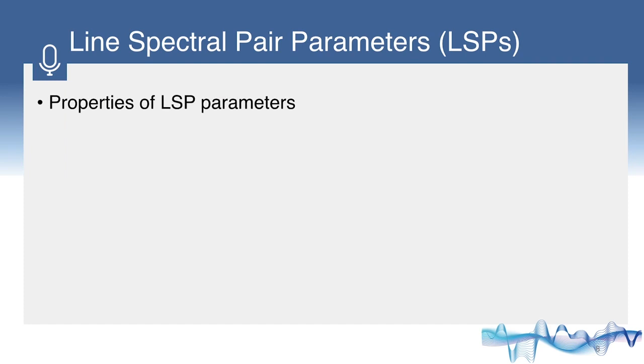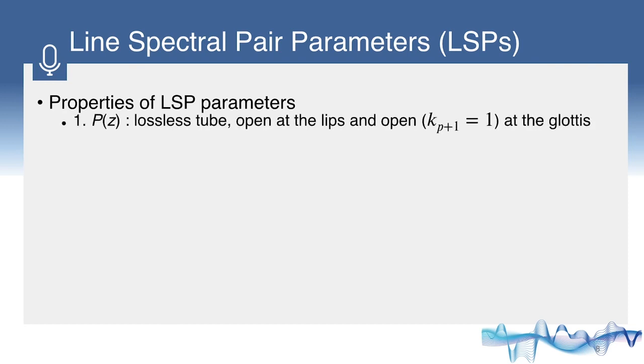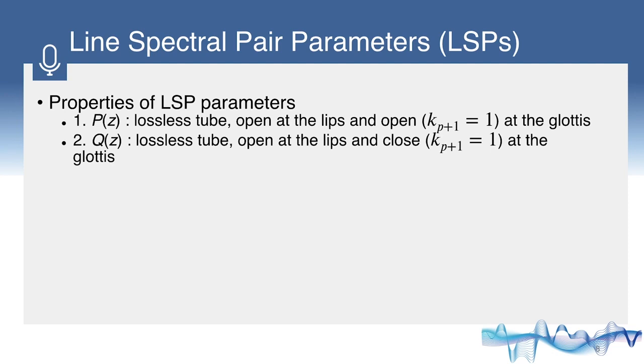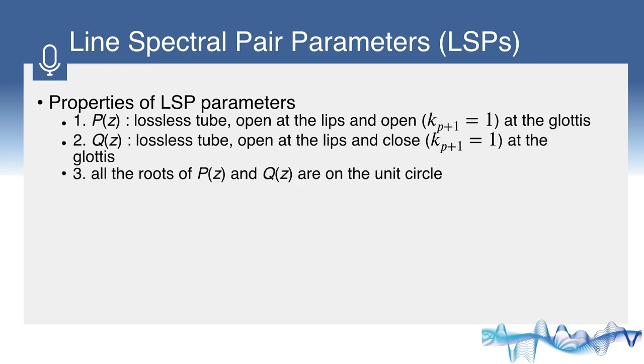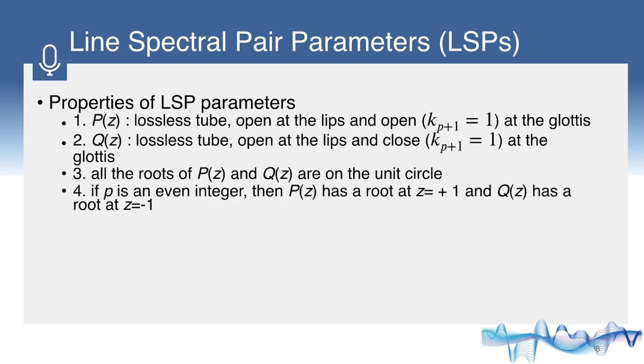Line spectral pair parameters have some properties. The first one, P(z) corresponds to a lossless tube, open at the lips and open at the glottis. And second, Q(z) corresponds to a lossless tube, open at the lips and closed at the glottis. The third, all the roots of P(z) and Q(z) are on the unit circle. The fourth, if p is an even integer, then P(z) has a root at z equals +1 and Q(z) has a root at z equals -1.